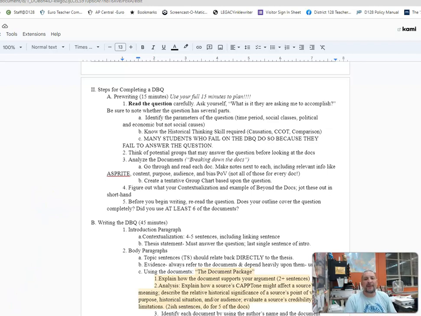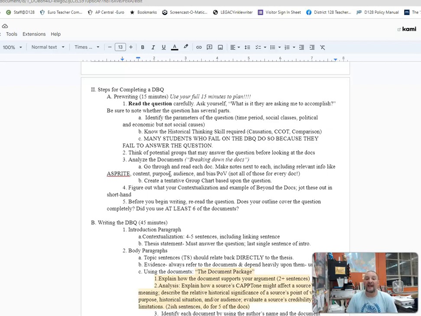Next step is to think about potential groups that may answer the question before looking at the documents. So just after you read the question, just take 30 seconds. What could I use to answer this question? How would I answer this question if it was just an LEQ, if it was just a straight essay?